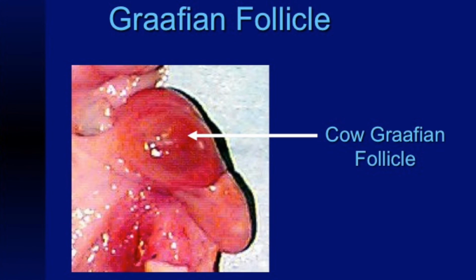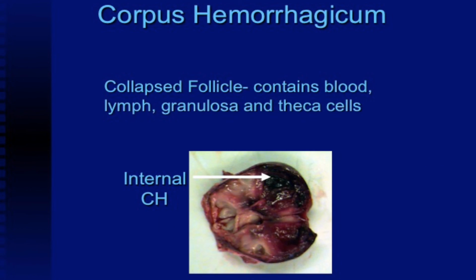Here's another picture of a Graafian follicle on that cow. So as you can see, it's a very large, almost a blister on that ovary with that ovum inside, and that'll be released upon ovulation. The corpus hemorrhagicum, again, after the Graafian follicle, and you can see it's got the blood, lymph, and granulosa cells. You can see it's kind of a blood spot, as you can see in that cross-section of that CH there.